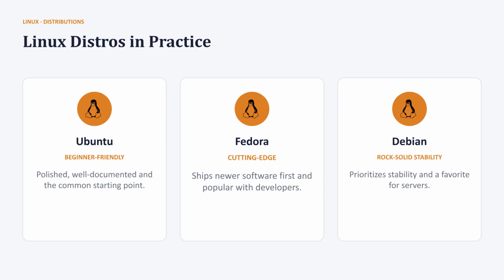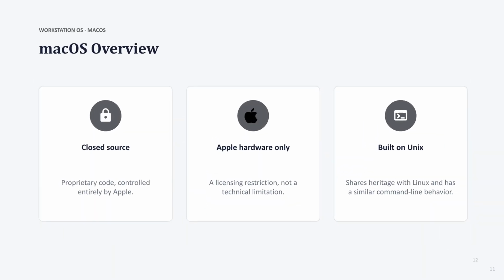Linux distributions differ significantly in their characteristics. Ubuntu is frequently recommended for beginners due to its polished interface and comprehensive documentation. Fedora typically provides the most recent software releases, which attracts developers seeking the latest features. Debian emphasizes stability, making it a preferred choice for server environments. Although these distributions share the same core operating system, they exhibit distinct attributes.